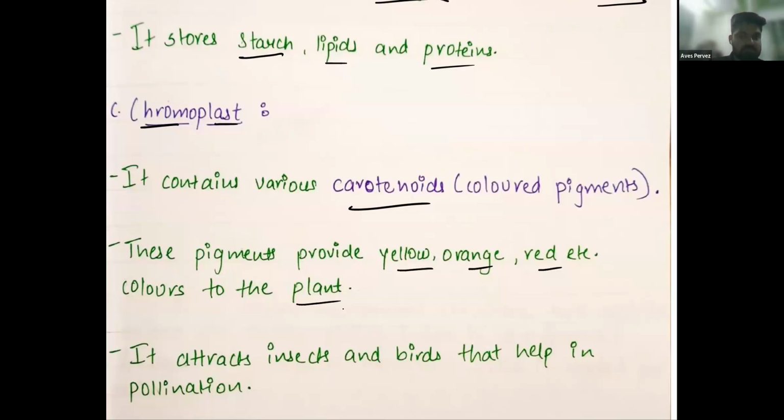Sir, does every plant have chromoplast, or only some plants? Only some plants are going to have it. Every plant is not different in color. If the leaves are totally green, then it is not going to have it.